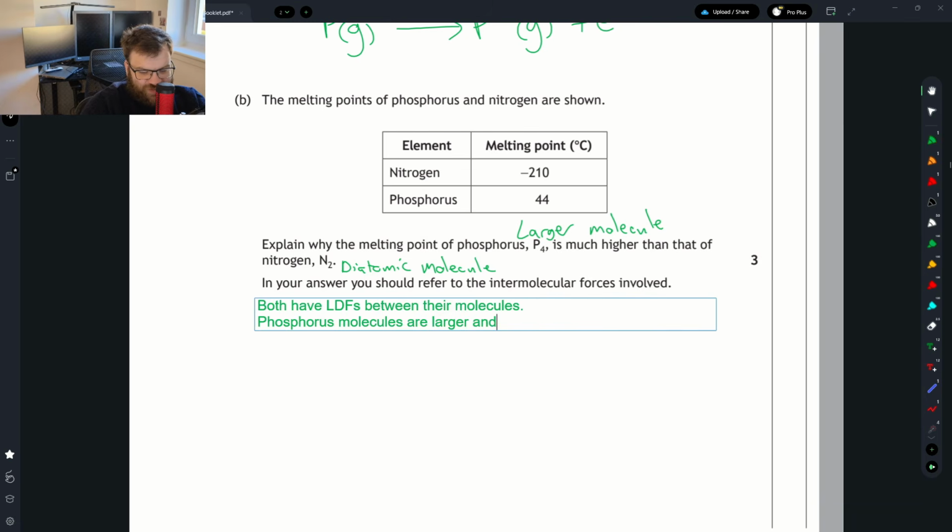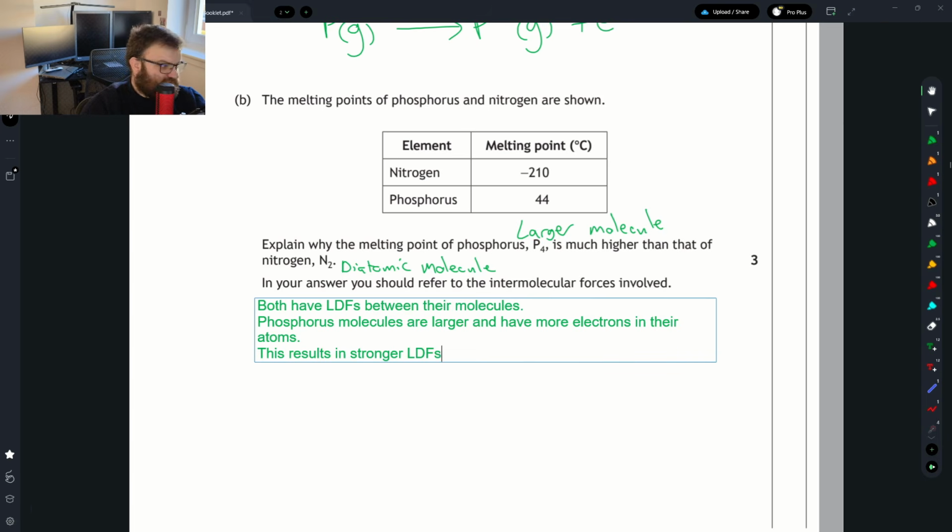Phosphorus molecules are larger and have more electrons in their atoms. This results in stronger London dispersion forces, LDFs. You could tighten up by just saying that phosphorus has more electrons, therefore stronger LDFs than nitrogen. So putting together what are the forces and the strength of them. But those are the points that we make for that.